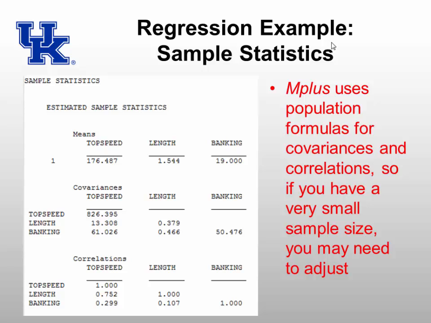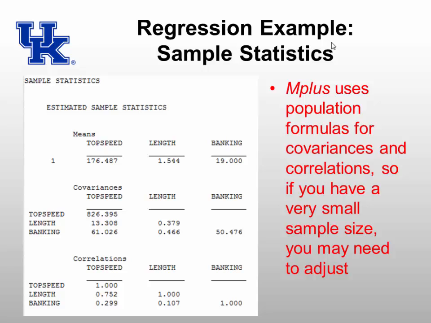Okay, so SAMPSTAT gives me sample statistics. It gives me means, covariances, and correlations. Importantly, the formulas for covariances and correlations in Mplus are population formulas, not sample formulas. Generally speaking, we do latent variable modeling with a lot of participants, with a lot of data. So if you have 10 or 15 items in your sample, these are going to be biased, and you'll need to correct them. But you wouldn't do those really complicated analyses that I mentioned before, like multilevel modeling and structural equation modeling, with 10 people in your sample.